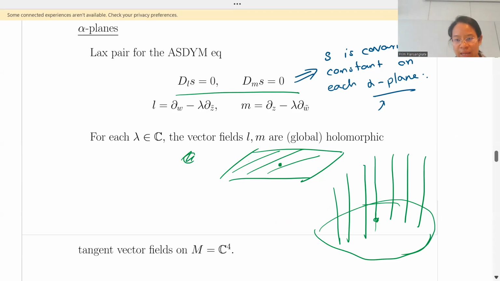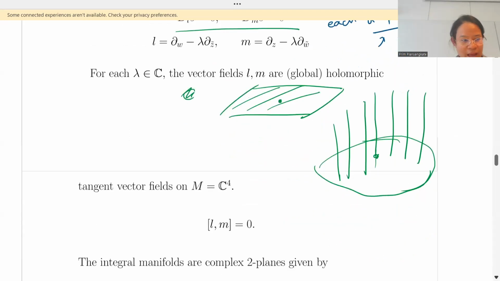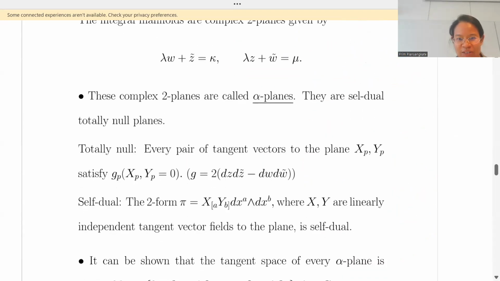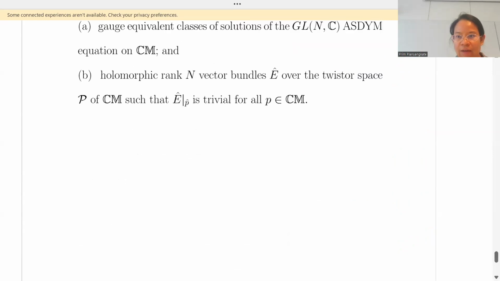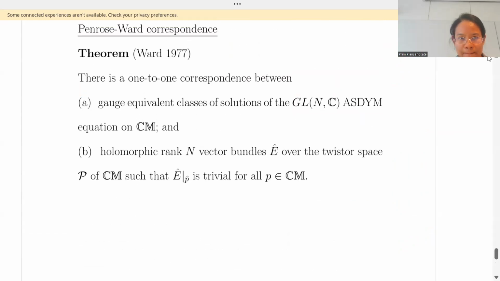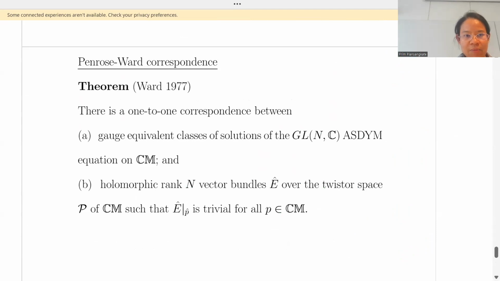And so with this, we have now, the time is over. So let me just say that we have the correspondence, and this is the Penrose-Ward correspondence. Penrose originated twistor theory, but the application to the anti-self-dual Yang-Mills equation is due to Richard Ward in this paper here.